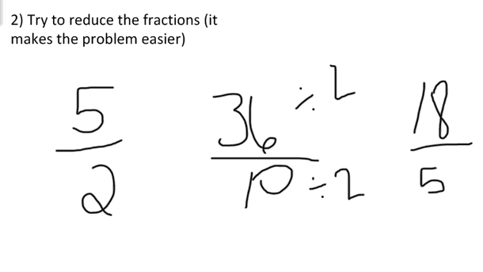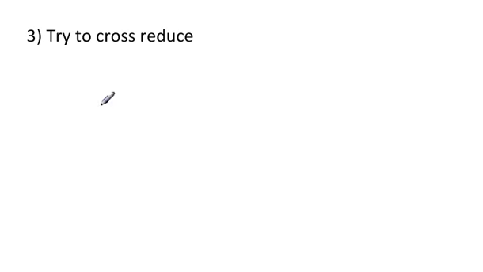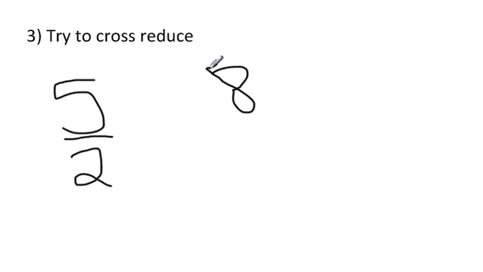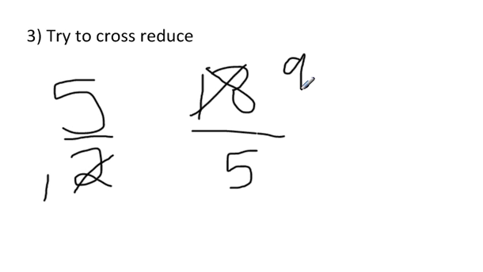The next step is to try to cross-reduce. And to do this, you just divide the numbers that are across from each other by the same thing. So 2 and 18 can both be divided by 2. So 2 divided by 2 is 1, and 18 divided by 2 is 9. And then 5 and 5 can both cross-reduce, so 5 can be divided by 5, and that gives you 1, and this 5 can be divided by 5 again, so that gives you 1. And if the numbers can't be divided by the same number, then you just leave them the same.